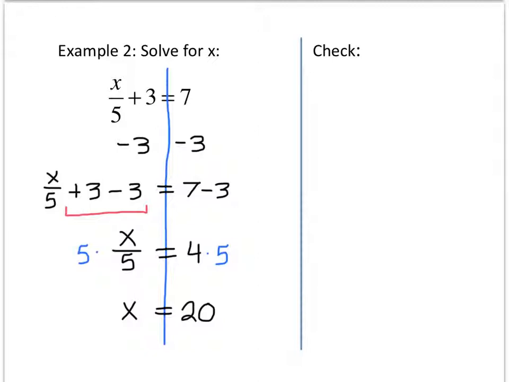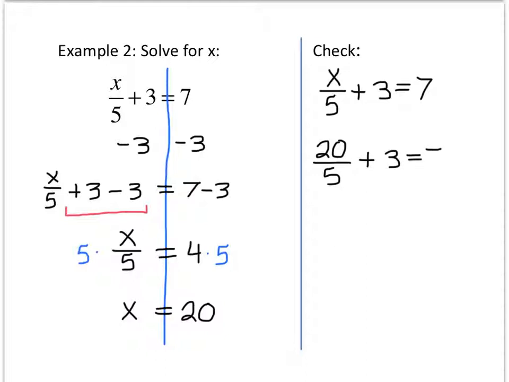So again, I want to check this operation. I'm going to start with my original equation. x over 5 plus 3 is equal to 7. And I'm going to plug in that 20. So 20 over 5 plus 3 equals 7. And again, now that I'm simplifying, I want to start by following the order of operations. So I'm going to do division first. And that's going to give me 4 plus 3 equals 7. And we see that that is true, that 4 plus 3 is 7. So we can verify that our answer is correct.